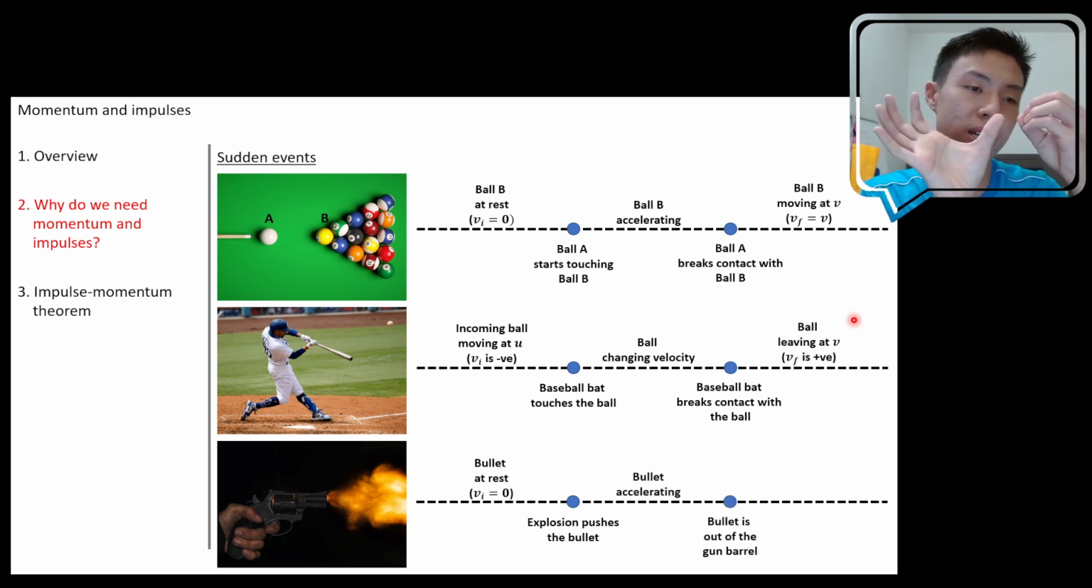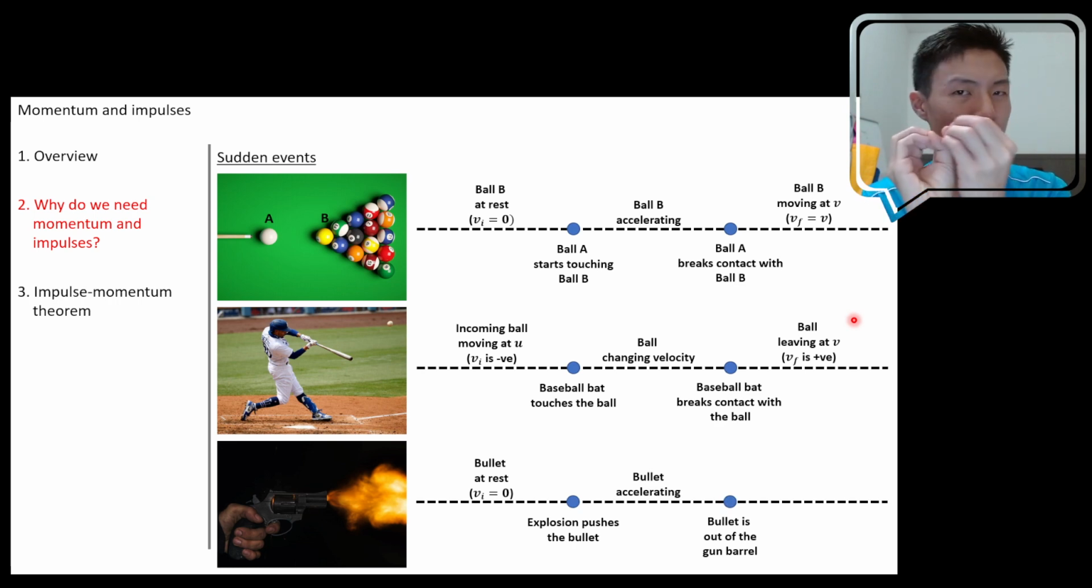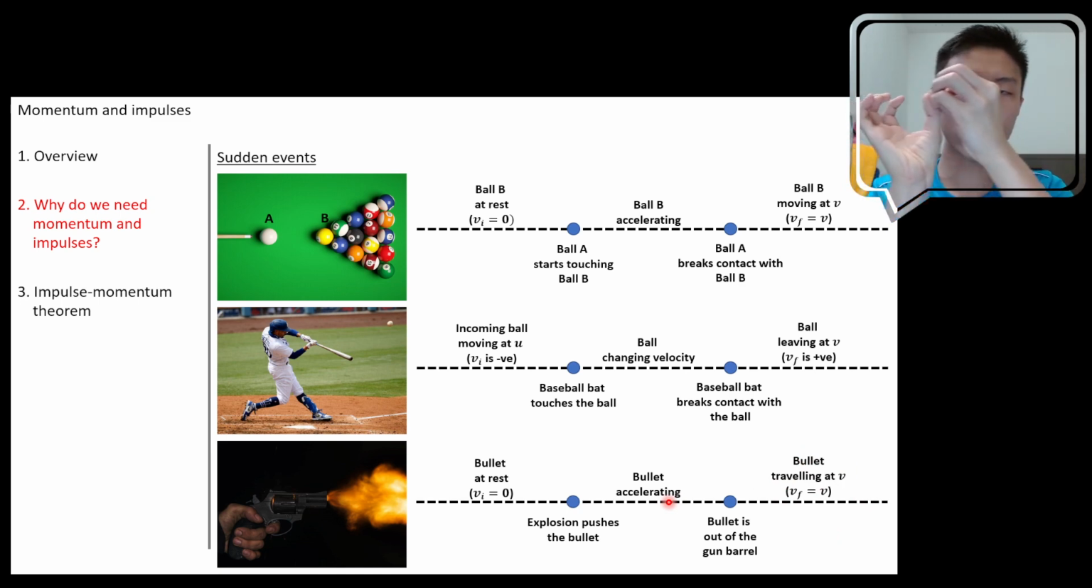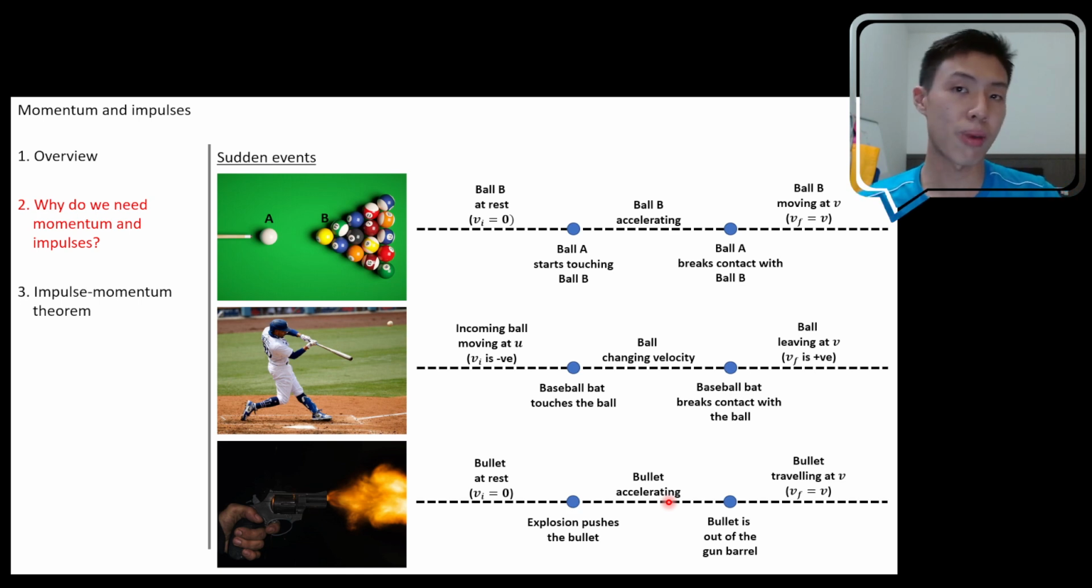Once it gets out from the gun barrel, it's no longer in contact with the air gushing out from the pistol. Now the bullet will be moving at a new velocity, which is v. Our object of interest initially was at rest. At the end of the event, it's moving with the velocity v. What is the event? The event is the period in which the air is pushing the bullet out from the barrel. That contact moment is what we call the sudden event.